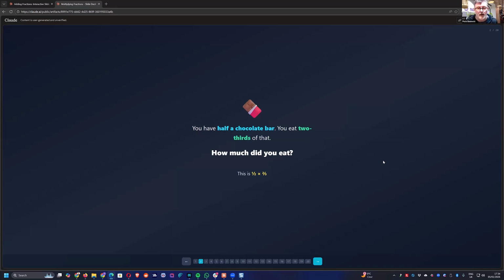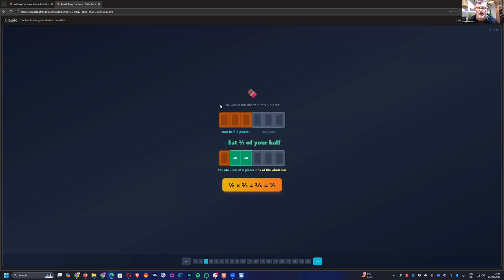You've got half a chocolate bar and you eat two-thirds of that chocolate bar. How much did you eat? What do you think? Well, let's have a look. Here's your chocolate bar at the top. It's divided into six pieces. One, two, three, four, five, six.